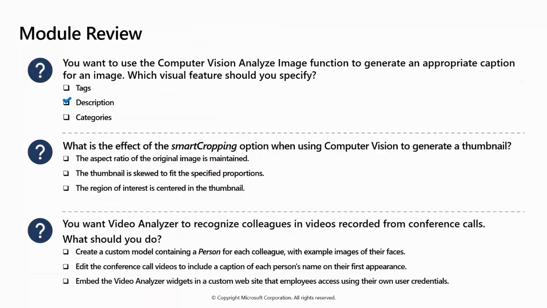Then, what is the effect of a smart cropping option when using computer vision to generate a thumbnail? In this case, the answer is the region of interest is centered in the thumbnail. And the last one: if you want the video analyzer to recognize colleagues in your videos recorded from conference calls, what should you do? In this case, the answer is create a custom model containing a person for each colleague with example images of their faces.